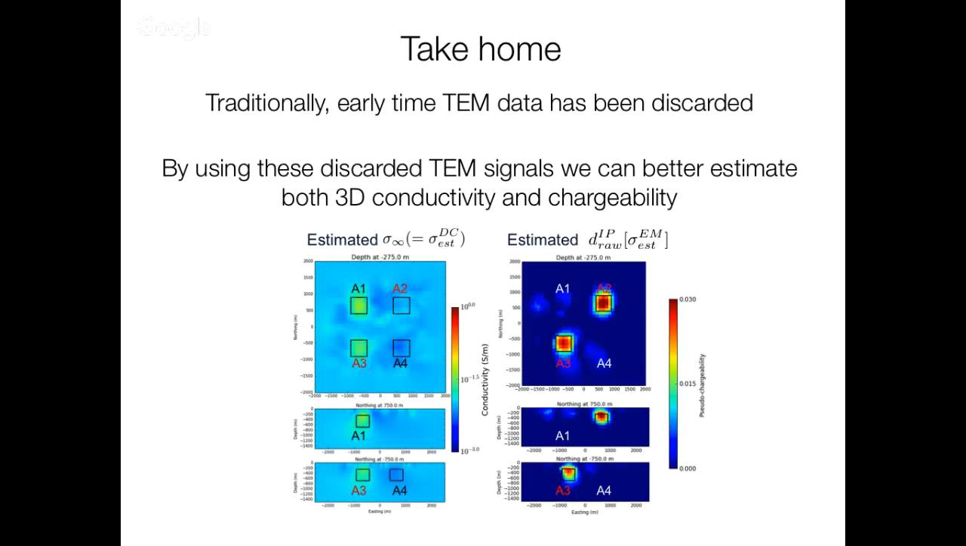I guess another motivation for us is, suppose you get one time channel that's late enough, that's pure IP. You could actually go ahead and invert that and get some information about the chargeability.